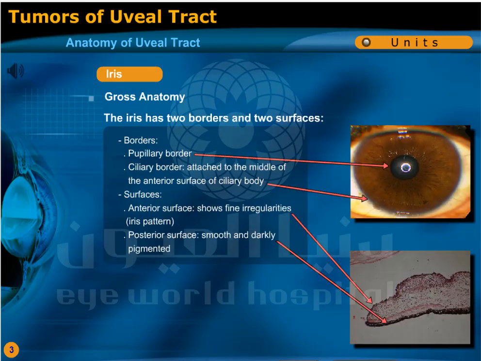Gross anatomy of the iris. The iris has two borders and two surfaces. Borders: pupillary border and ciliary border, which is attached to the middle of the anterior surface of ciliary body. Surfaces: anterior surface shows fine irregularities, iris pattern. Posterior surface is smooth and darkly pigmented.